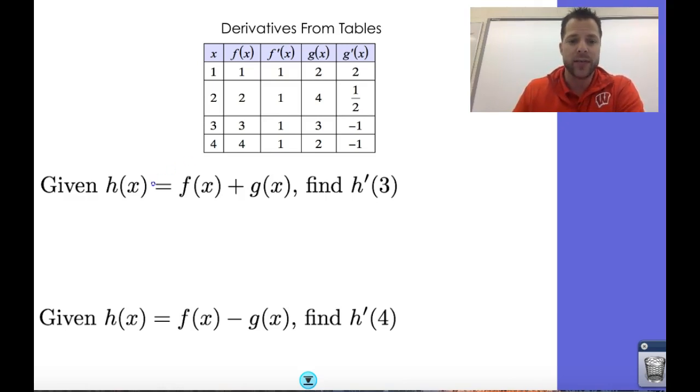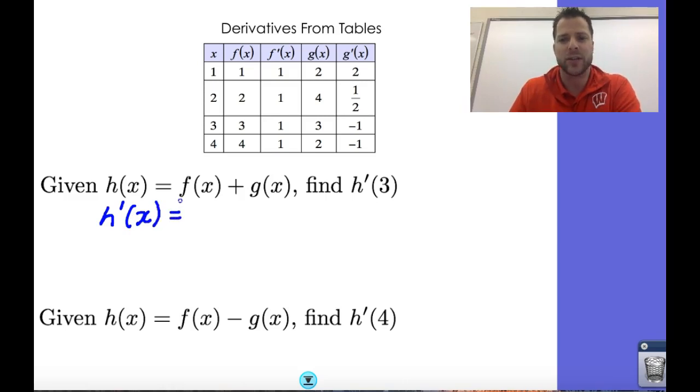So let's look. We're given h of x is equal to f of x plus g of x. Find h prime of 3. So our x value is going to be 3 in this case. So if we look for h prime of x, what we need to do here, these are just 2 standalone functions. And so what I'm going to do is just take the derivative of f of x, which is just f prime of x. And the derivative of g of x is just g prime of x. So straightforward. And we need to find h prime of 3.